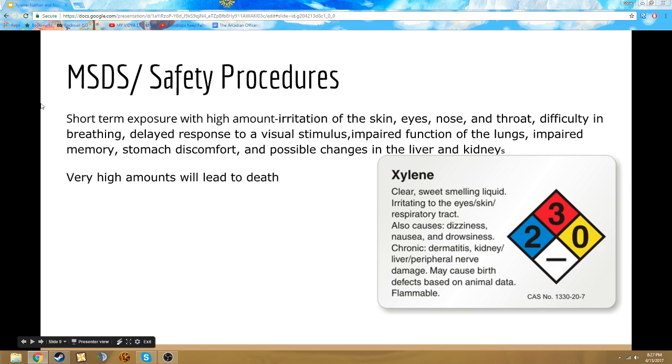Short-term exposure with high amounts causes irritation of the skin, eye, nose, and throat, and difficulty in breathing. I'm not going to read all that. You can read that.